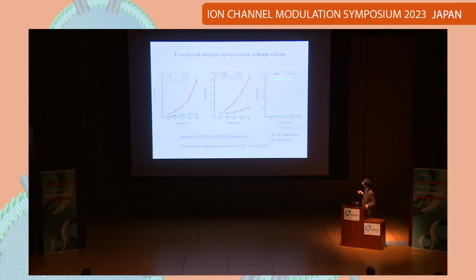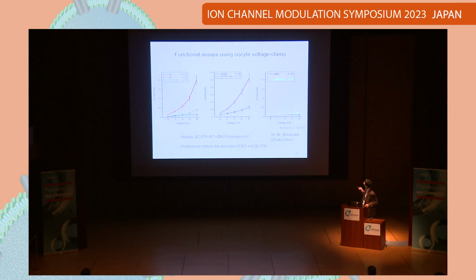This is a functional assay using the Xenopus oocyte voltage clamp method, in collaboration with Dr. Watanabe at Osaka University. The wild type, colored in red, and the C-terminal deletion, in magenta, produced a positive current depending on the applied membrane potential. These positive currents were suppressed by the blocker probenecid. So this channel opening is consistent with the cryo-EM structures of these two constructs, showing the N-terminal funnel looking like an open form.